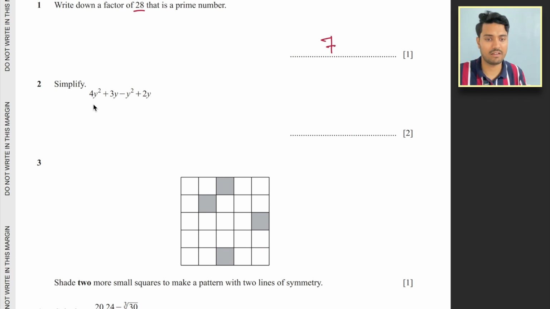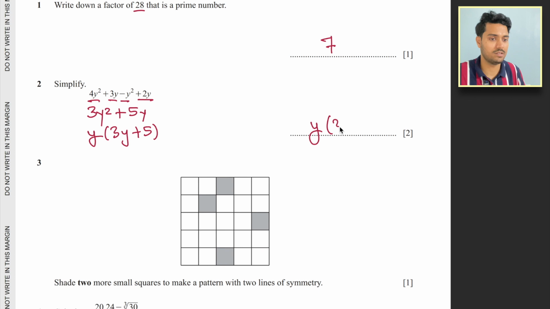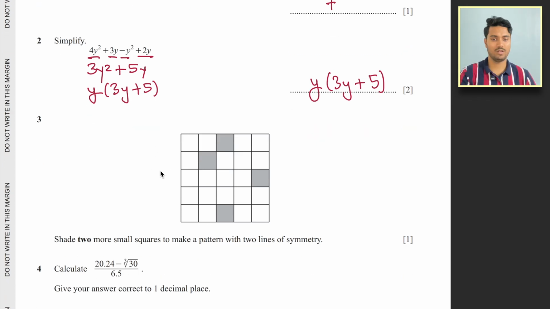Question number 2, it says simplify 4y squared plus 3y minus y squared plus 2y. So we can write 4y squared minus y squared as 3y squared. 3y plus 2y is 5y. We can take y common and write 3y plus 5. So y times (3y plus 5) is the answer. Let's move on to question number 3.